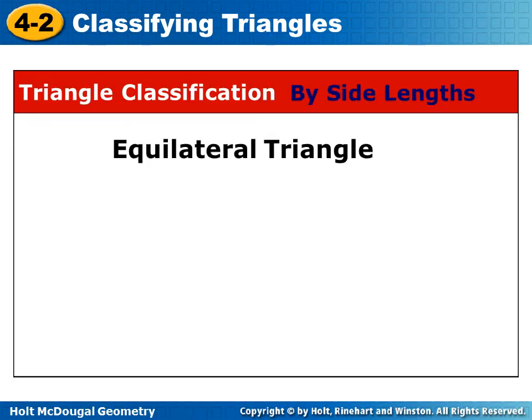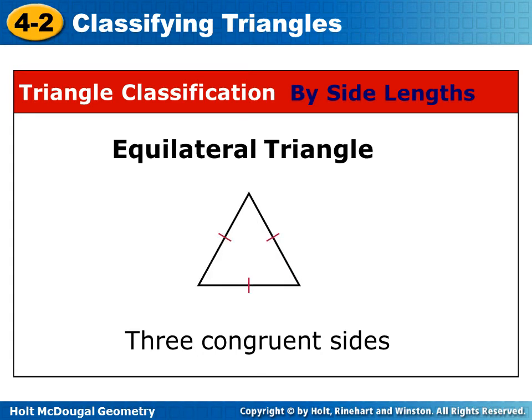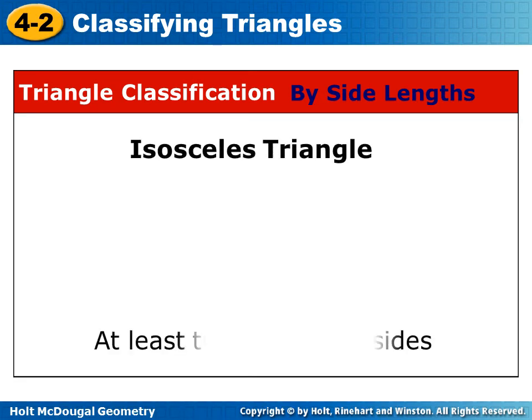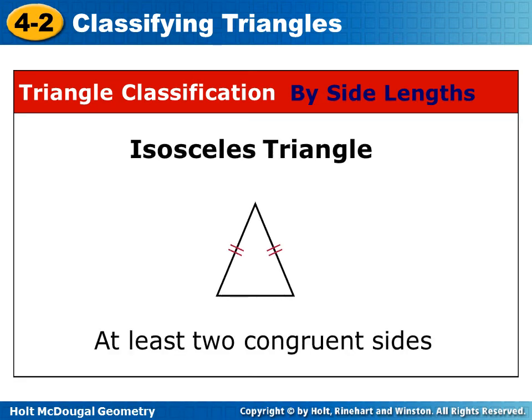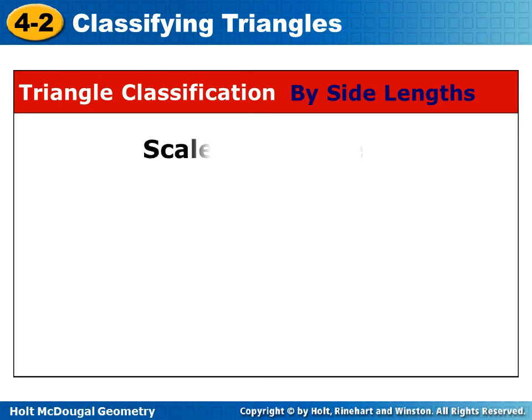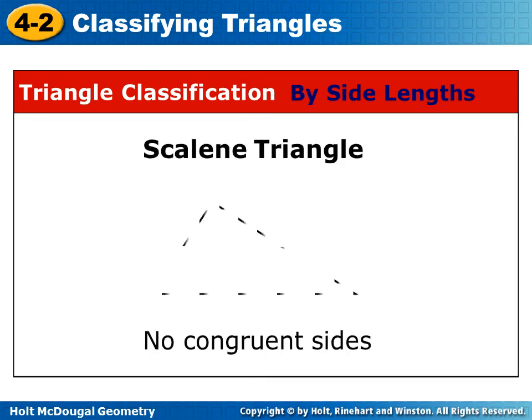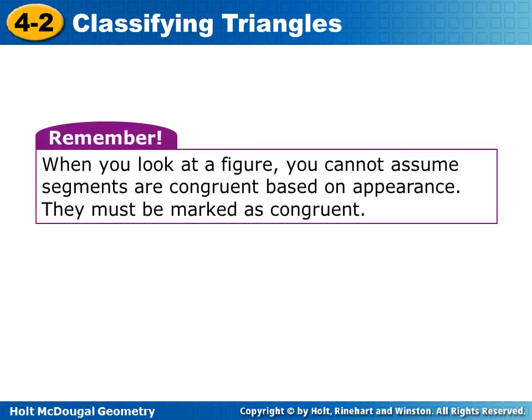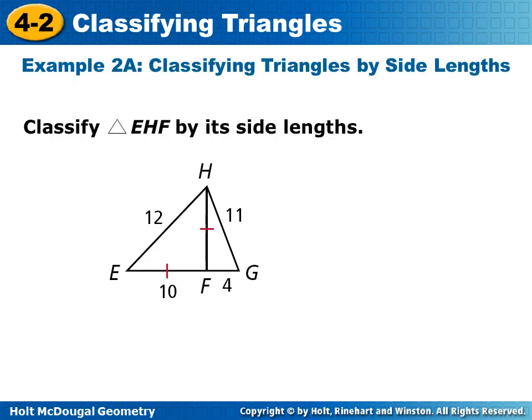You can also classify them by side lengths, which gives you an equilateral triangle with three congruent sides. Remember, those tick marks mean that they are congruent. Isosceles triangles have two congruent sides, and scalene triangles have no congruent sides. When you look at a figure, you cannot assume segments are congruent based on the appearance. They must be marked as congruent with those little tick marks.